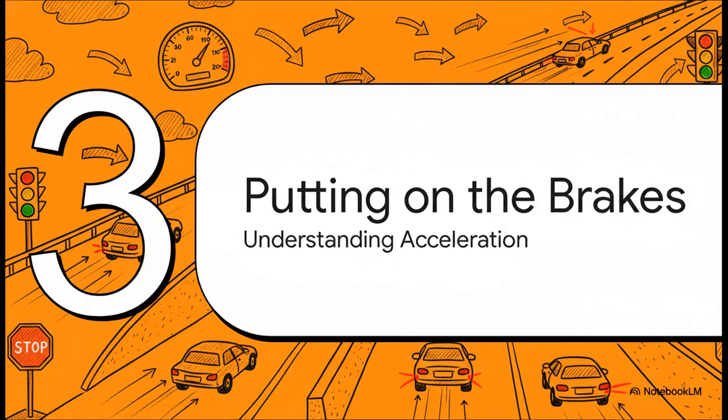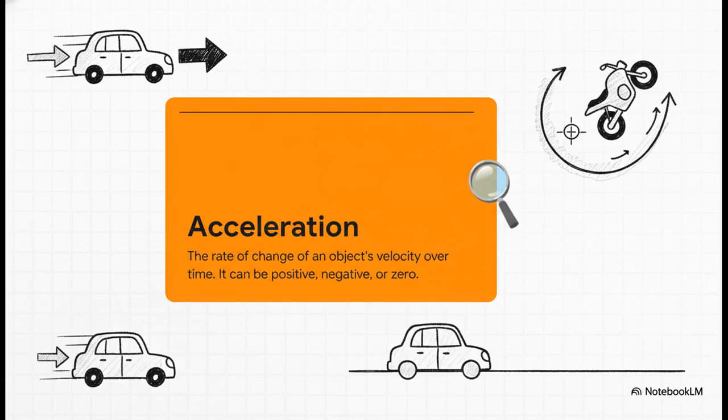But of course, in the real world, we almost never travel at a perfectly constant velocity. We're speeding up to merge onto the highway, we're slowing down for a red light. So how do we describe that change in velocity? Well, that brings us to our final key concept for today. And that concept is acceleration. It's simply the rate of change of velocity.